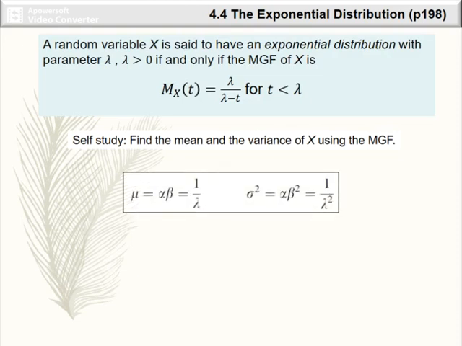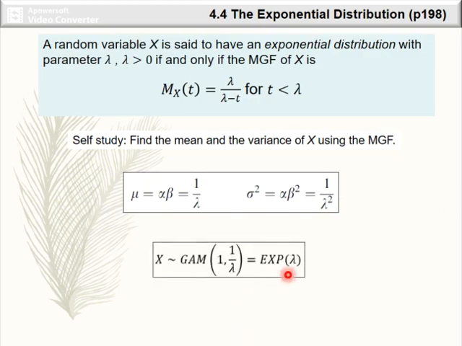And the answers you should get is mu is equal to 1 over lambda and sigma squared is 1 over lambda squared. And these results make sense, considering that the exponential is a special case of gamma, where alpha is equal to 1 and beta is 1 over lambda. So if you put alpha equal to 1 and beta equal to 1 over lambda, it gives you this result. And then if you do the same thing here using the formula, you end up with the final answer. So just make sure you can derive these results using the moment generating function.